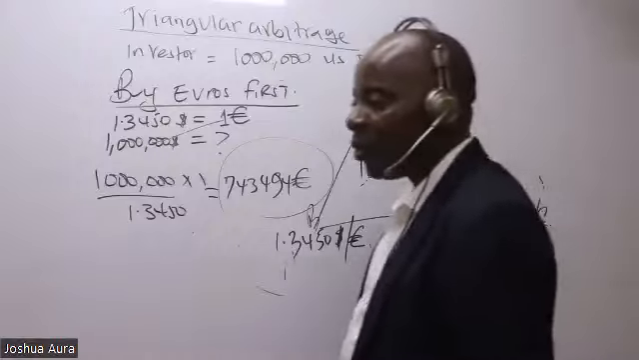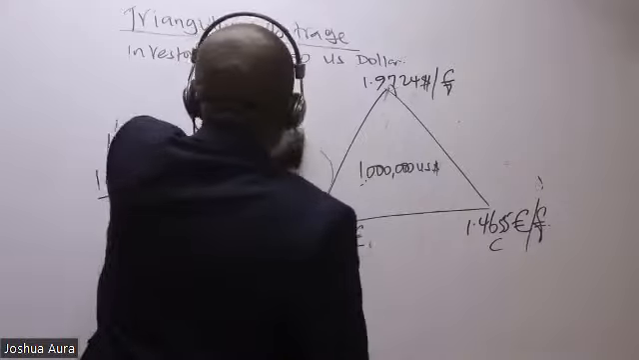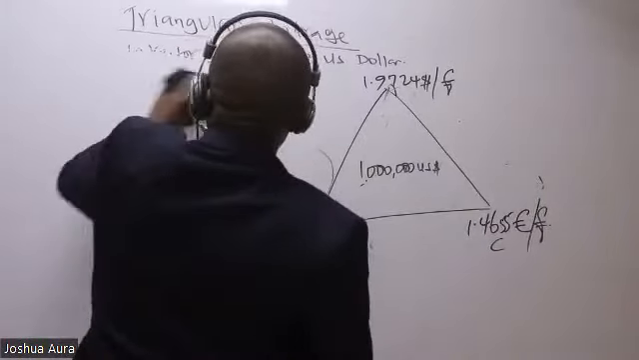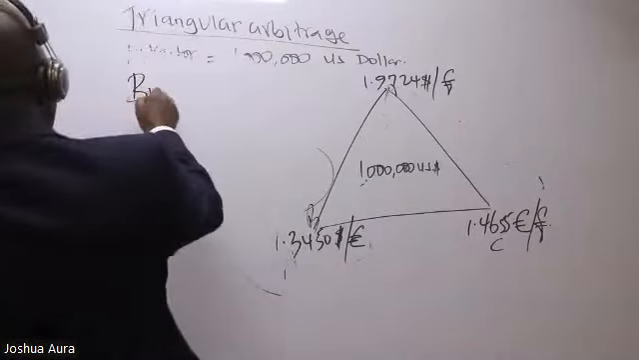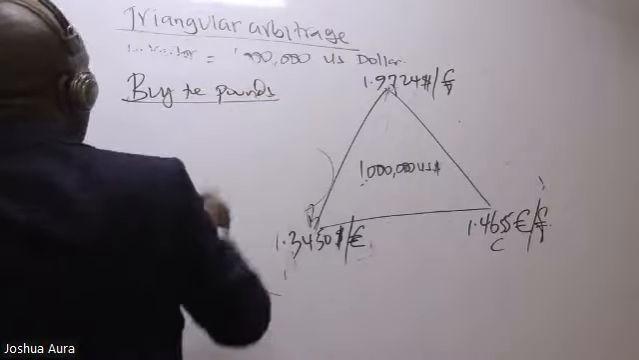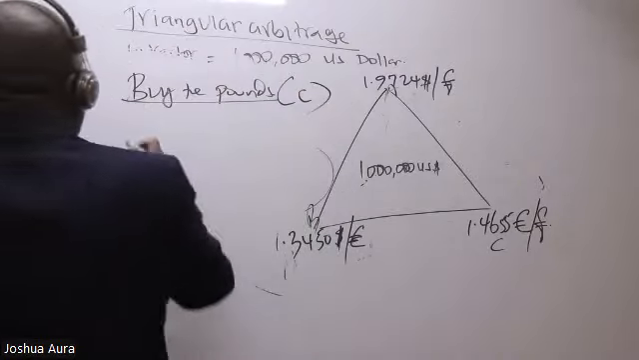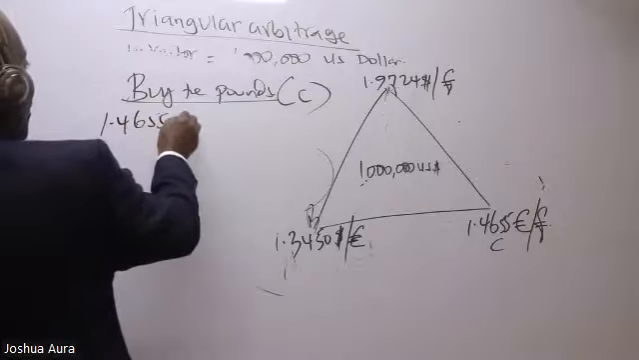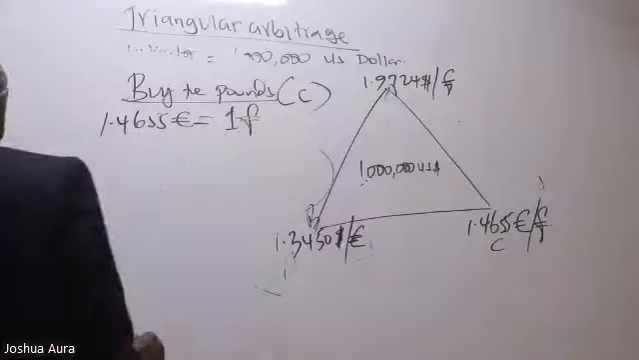So you buy the pounds. Mention there, buy the pounds. In this case here, we are buying the pounds, and we know that's corner C. And we know the pounds rate is here: 1.4655 euro equals 1 sterling pound.